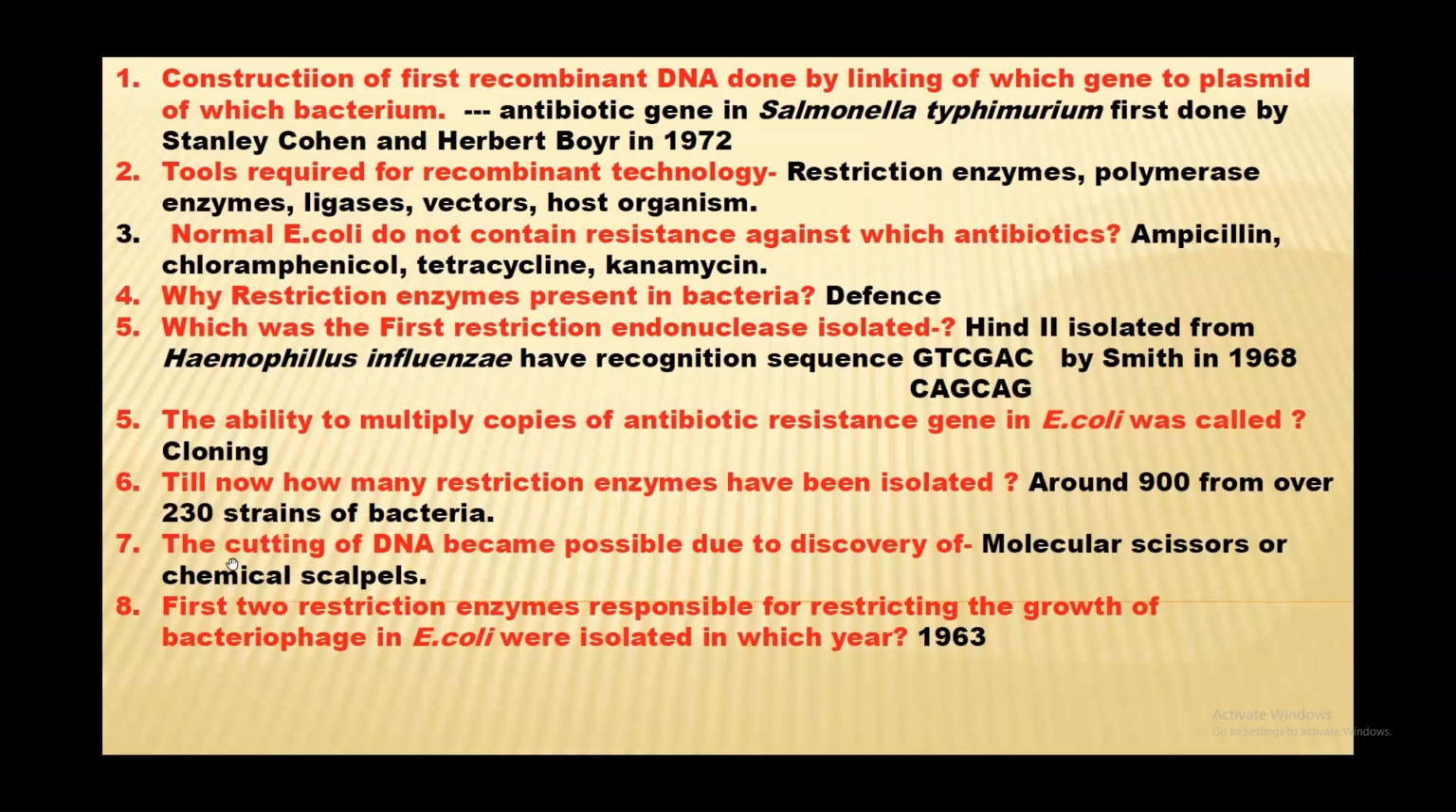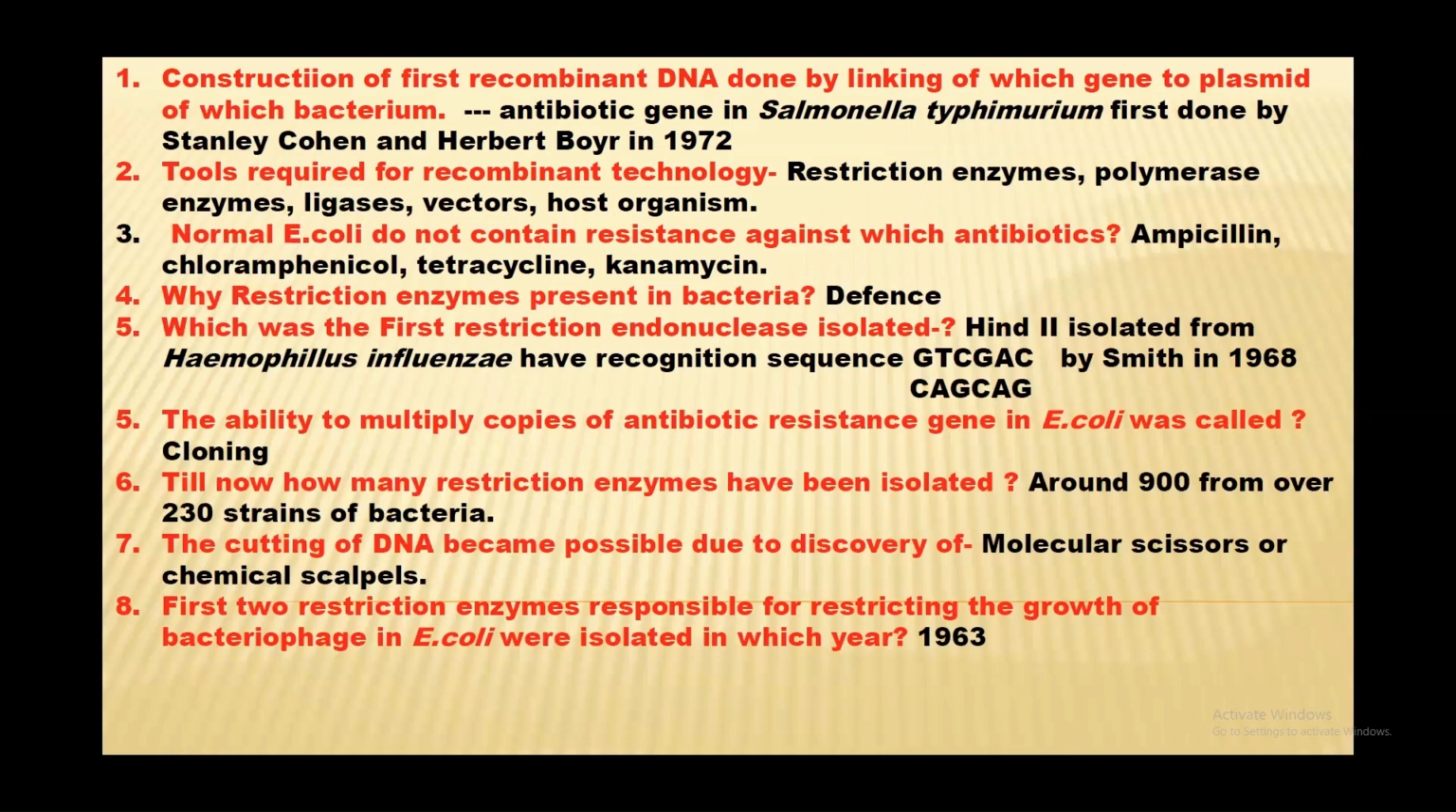The next, seventh point. The cutting of DNA became possible due to the discovery of what? You all know DNA is cut into fragments by using restriction endonuclease or exonuclease. After the discovery of molecular scissors or chemical scalpels, which are always called endonuclease, it is used to cut the DNA into fragments.